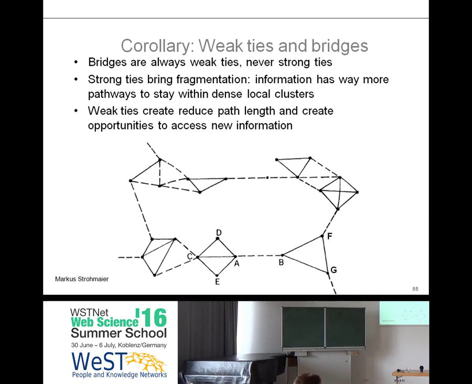A strong tie cannot be a local bridge of high degree, because if we would sever a strong tie, there would be many other ways in which those two nodes would be connected through short distances, because they share so many common acquaintances. Does that answer the question?